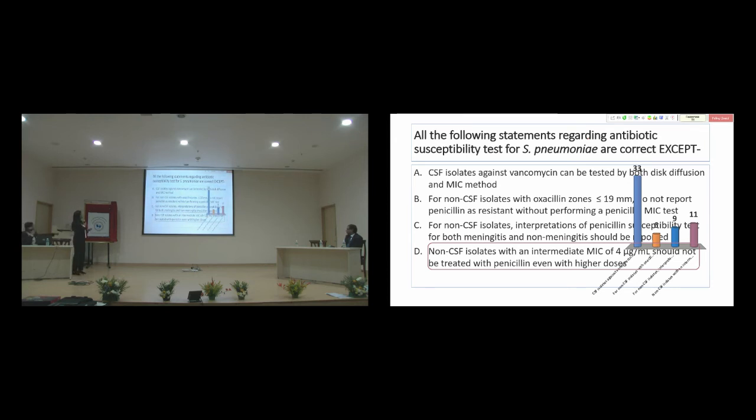CSF isolates against vancomycin can be tested by both disc diffusion and MIC. This is a correct statement. For non-CSF isolates with oxacillin zone less than or equal to 19 mm, do not report as penicillin resistant without performing a penicillin MIC test. This is also a correct statement. So what is the disc strength for oxacillin used here? For Streptococcus pneumoniae, 1 microgram oxacillin test. So for meningitis isolate, what is recommended? MIC is to be done for all meningitis isolates of Streptococcus pneumoniae. We will do MIC for which all drugs? Ceftriaxone, cefotaxime, meropenem. These are the drugs.